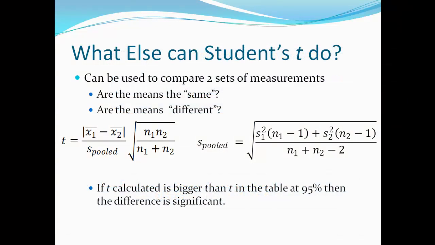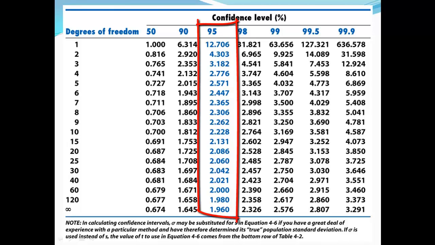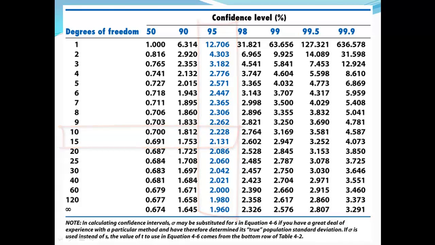When you look at the table of the total number of measurements you made, which was 12, because remember it's N1 plus N2 minus 2, that equals 12. It lies between 2.228 and 2.131, listed for the 10 and the 15 degrees there. Because the t calculated, which was 0.30, is less than the t in the table, the difference in the mean is not significant. And you should expect this, because the difference is less than the standard deviation of either measurement. All right, let's move on.